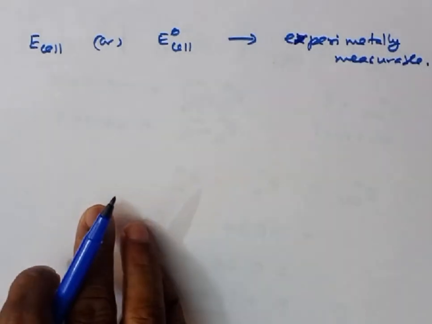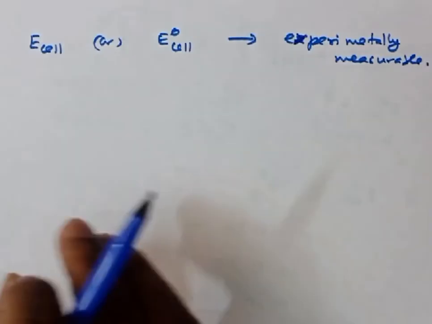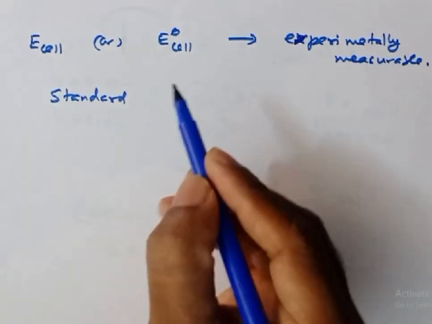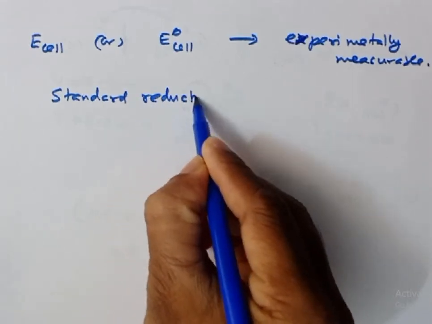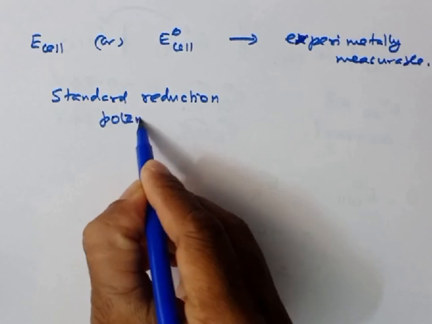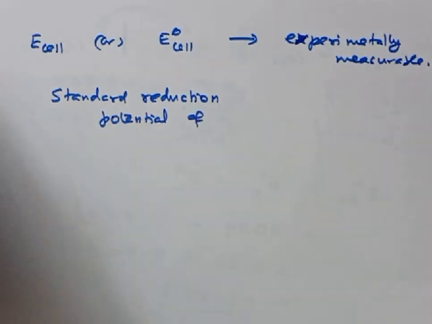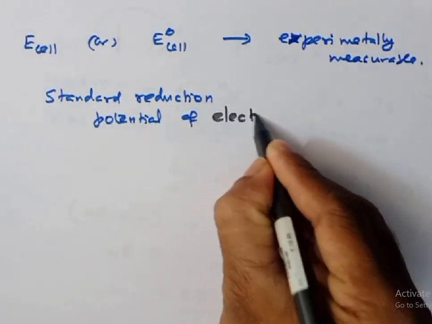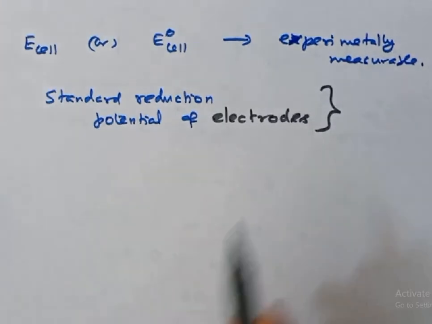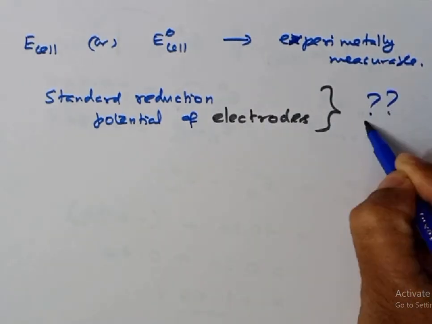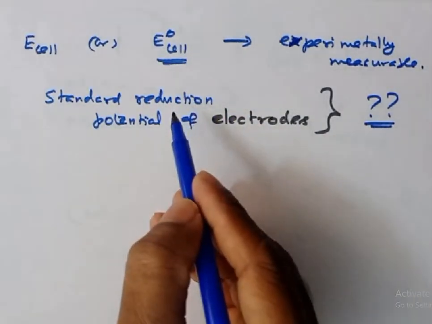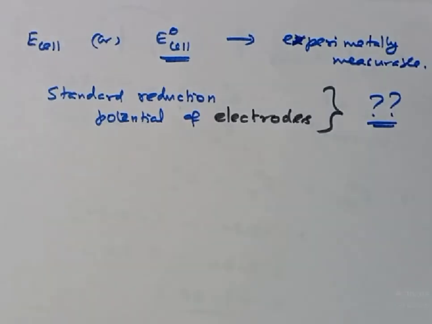Now the question is, what is the reduction potential of the electrode? Let me first start with standard reduction potentials of the electrodes. Students, observe carefully, I am using a different pen. Standard reduction potentials of the electrodes. How to calculate this? That's the question. Standard cell potential you can measure. How to measure standard reduction potentials of the electrodes?